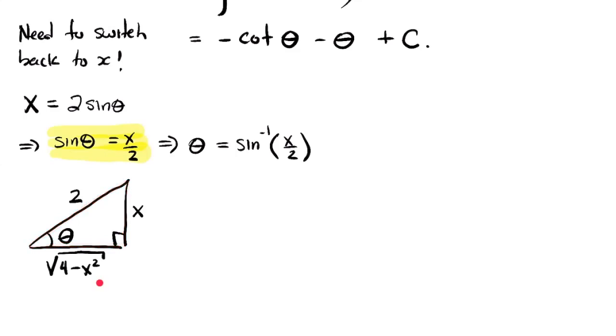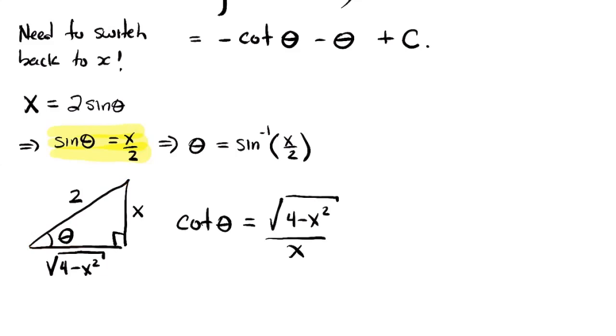So whatever this side was, if I temporarily gave it some name, I know that its squared plus x squared has to be 2. I'm just solving for that. You can ask me about the details, but for this video, I'm going to leave it like that. Now that triangle tells me what any one of the 6 trig functions is. In particular, cotangent, maybe you remember, is the ratio of the side adjacent to the angle to the side opposite the angle. So from that triangle, I can see that the cotangent is square root of 4 minus x squared over x.